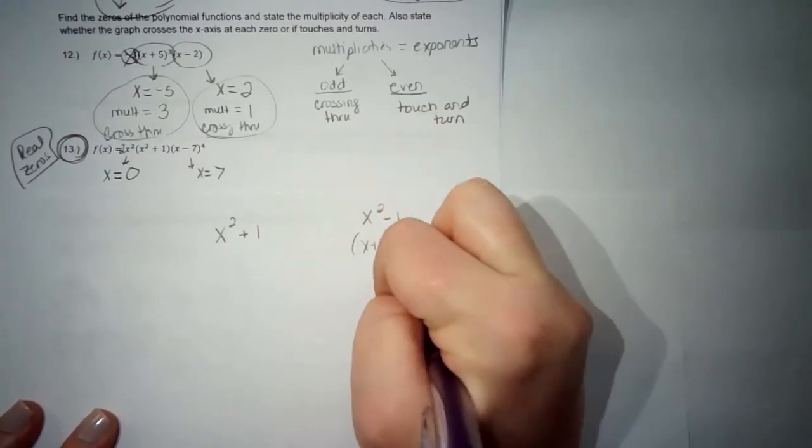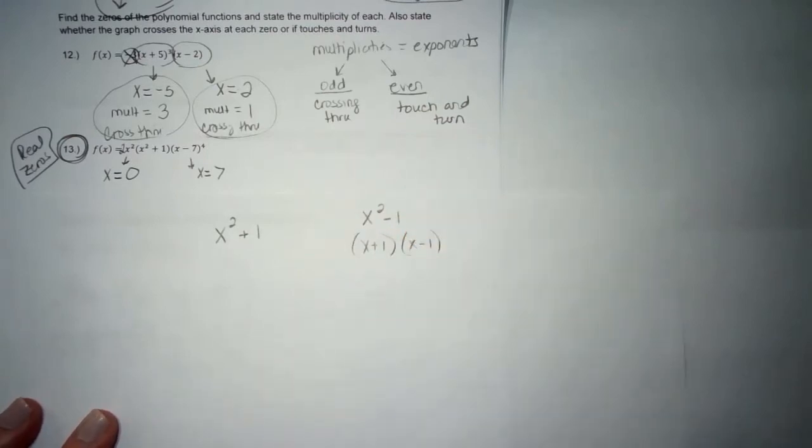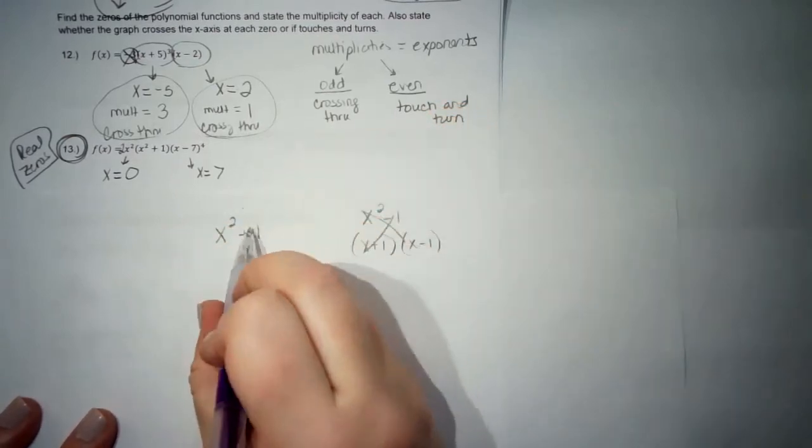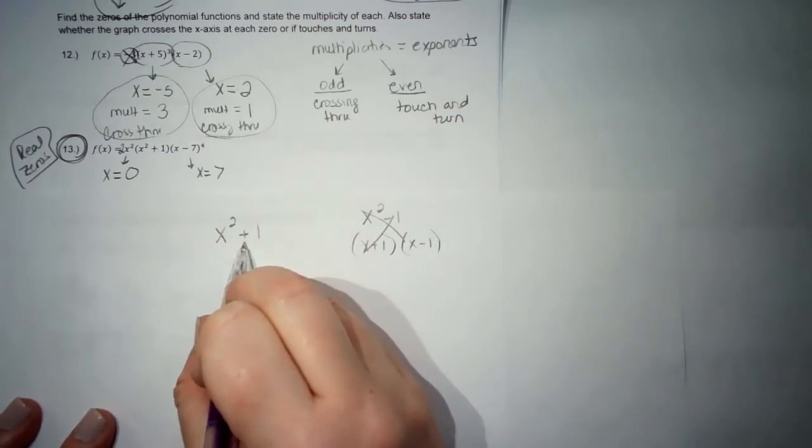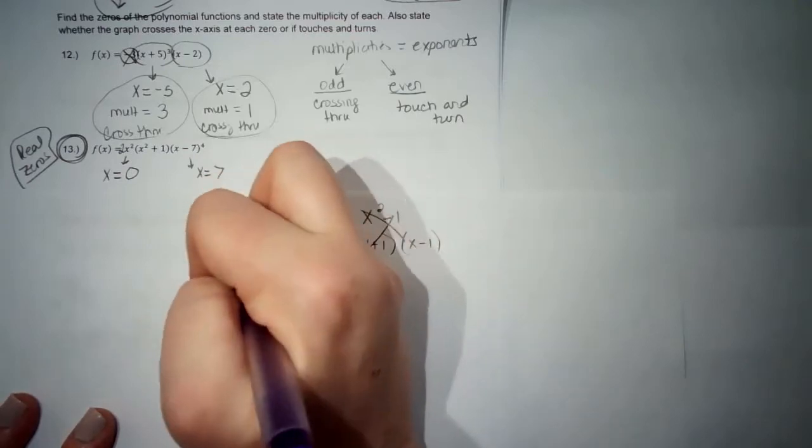I would say, oh my gosh, it's a difference of squares, I could factor it. But it's not a difference of squares, it's a sum of squares. Can you factor a sum of squares? No. Does anybody know why? Because the answers aren't real. They're not real. Look what would happen if I tried to solve it.